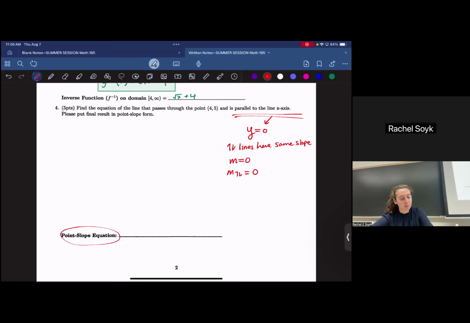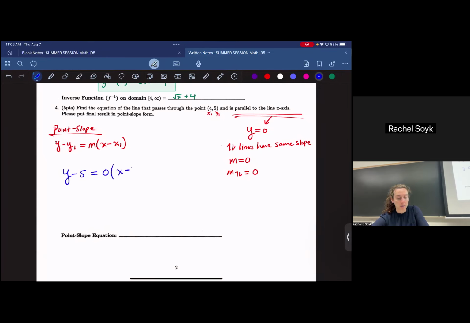We want to put it into a point slope equation. So our point slope formula is just y minus y1 is equal to m in parentheses x minus x1. We have our x1 is 4 and our y1 is 5. So you're just simply plugging in at this point. Y minus 5 is equal to 0 in parentheses x minus 4. Because our slope is 0, everything on that right-hand side cancels out.